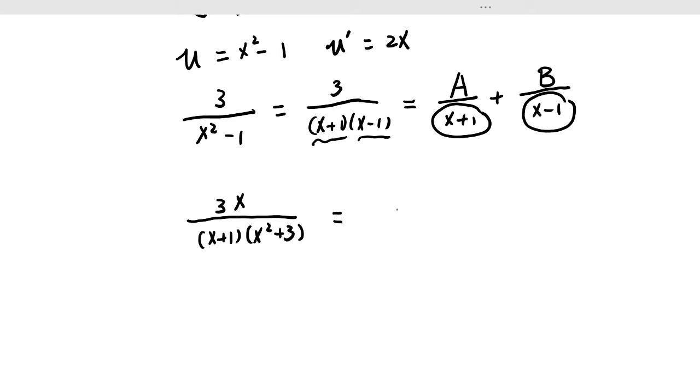The problem right here, I already factored for you. So we just have to check the factors. Right? How many factors do we have? The first one is x plus 1. The second one is x squared plus 3. We will write it right away as two fractions.